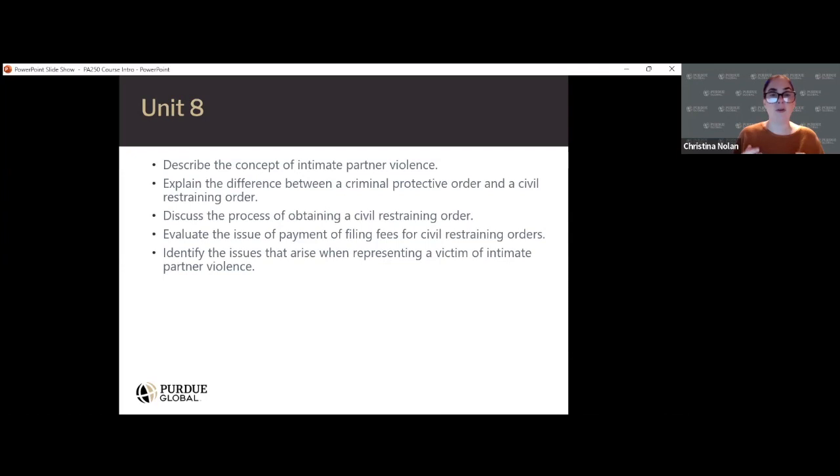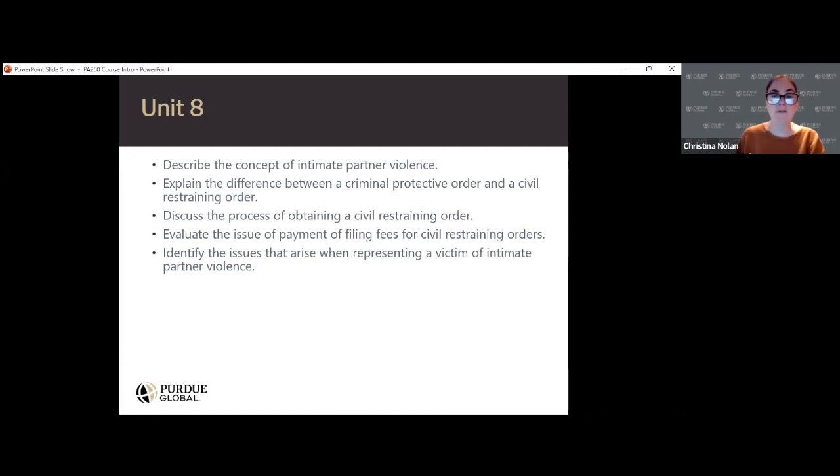Unit 8 covers a completely different topic. This is new to the course: intimate partner violence. We'll look at the difference between a criminal protective order and a civil restraining order. Again, these are governed by state law, so they may vary, but we'll look at these differences. What is the process of obtaining a civil restraining order? And then what about filing fees?